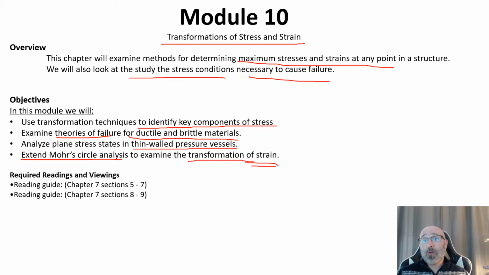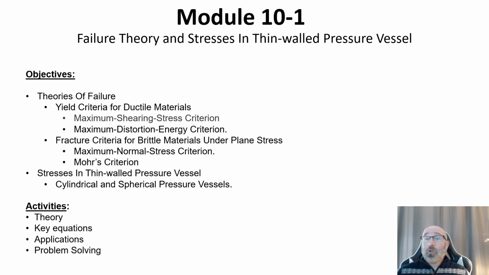Relating back to our textbook, this is going to be broken into two different sections for Module 10: Module 10.1 and Module 10.2. Module 10.1 will relate to Chapter 7, Sections 5 through 7. And Module 10.2 will be Chapter 7, Sections 8 through 9. So looking at Module 10.1, this will be failure theory and stresses in thin-walled pressure vessels.